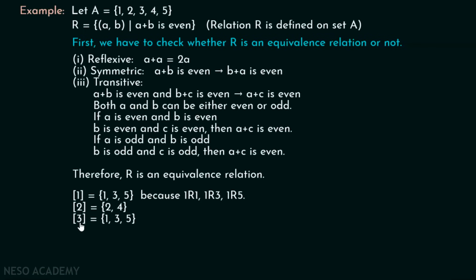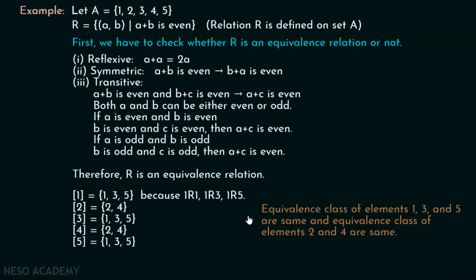Let's find out the equivalence class for 4. And you can see it over here that it is 2 and 4. Equivalence class of 5 must consist of 3 elements, 1, 3 and 5. So these are the equivalence classes of 1, 2, 3, 4 and 5, right? You can clearly see that equivalence class of elements 1, 3 and 5 are same, and equivalence class of elements 2 and 4 are same. Equivalence class of 1, 3 and 5 are same, right? While that of 2 and 4 are same as well.